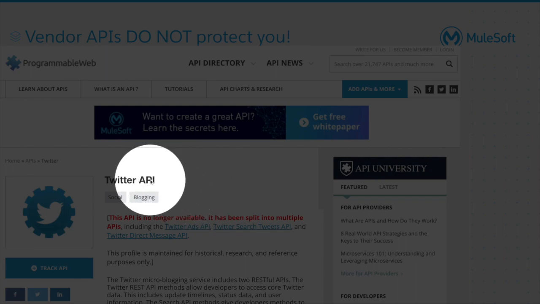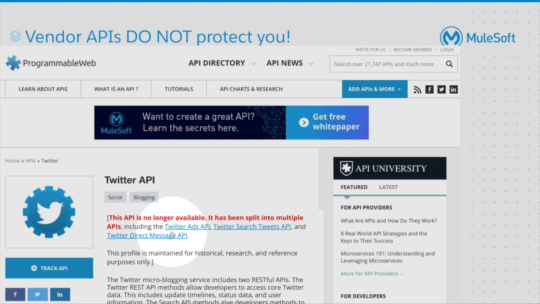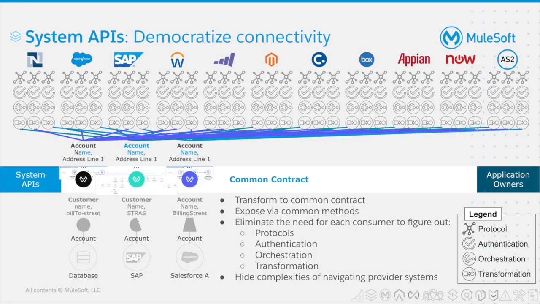They used to have a single API, the Twitter API, that people could call and send tweets with. Now that's broken up into three different APIs, and you have to go change every one of those integrations you built to Twitter from that original API. That's why vendor APIs don't protect you. Also think about when vendors make changes to their APIs, it might break your application. So vendor APIs provide very little value.